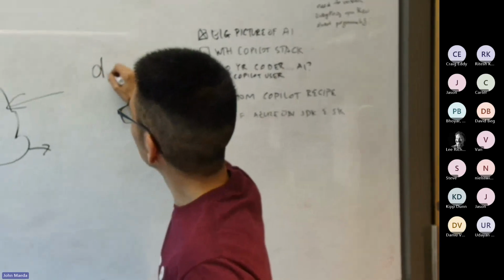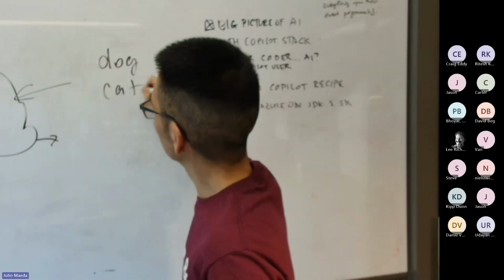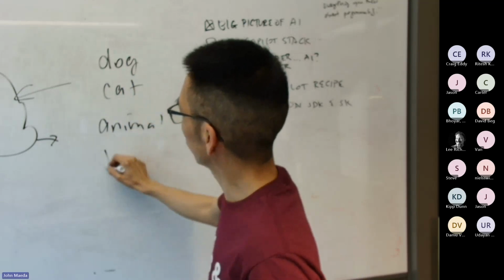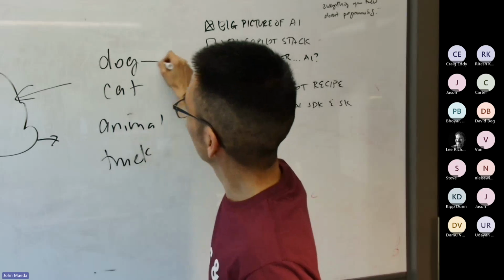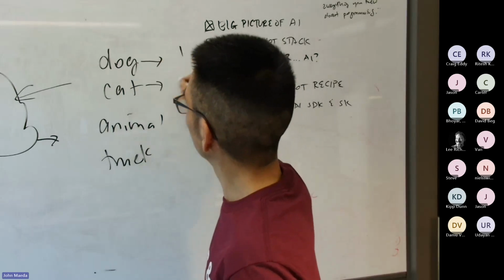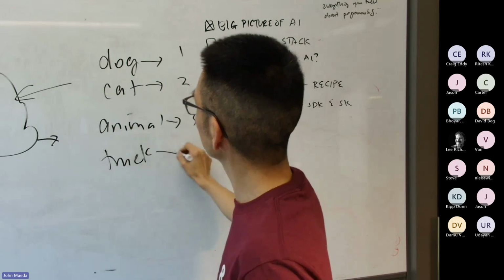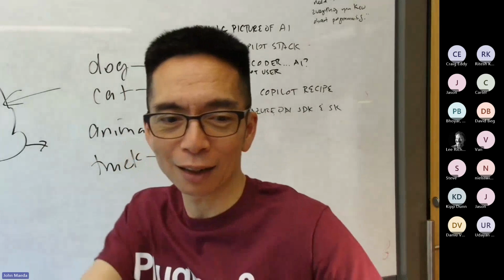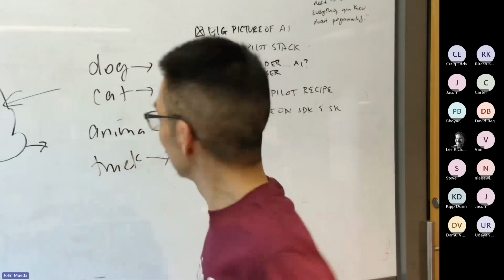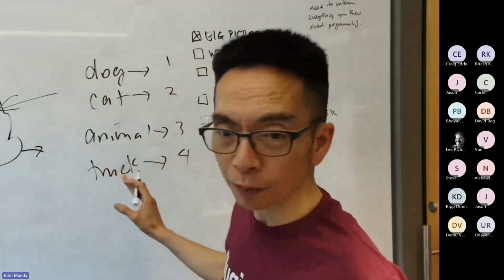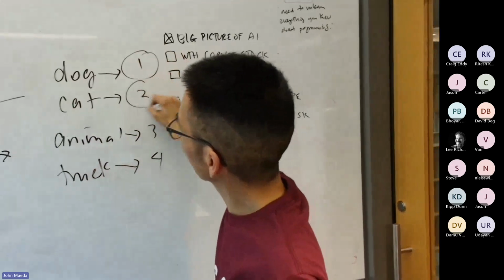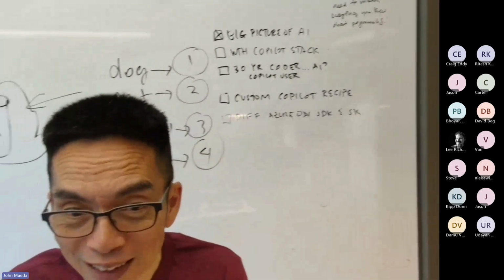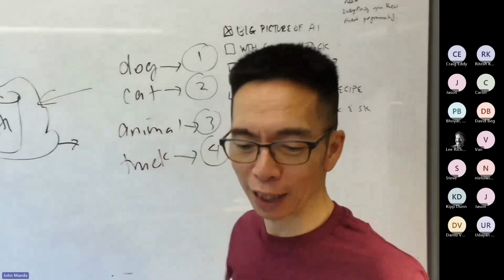Like the word dog, the word cat, the word animal, the word truck. Dog might be token number 1, cat might be token number 2, animal 3. So there are numerical mappings. So tokens are numerical translations of words, not correct. Okay, that's the easy way to understand it.